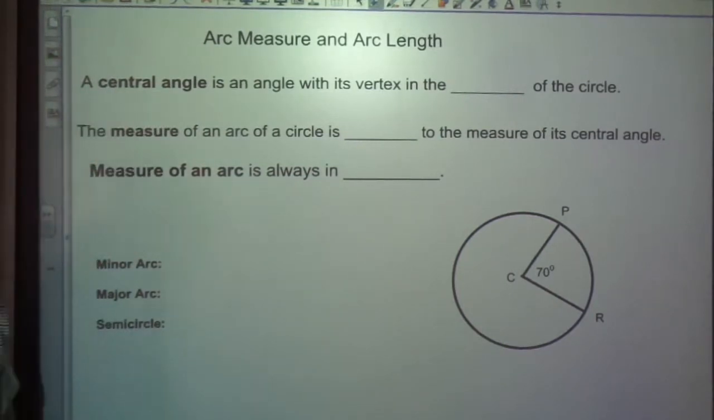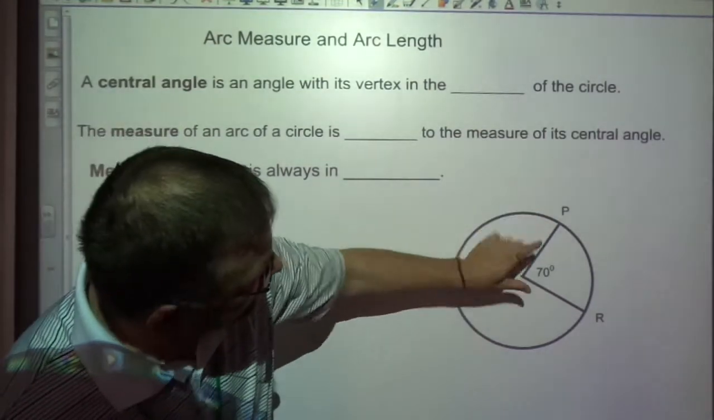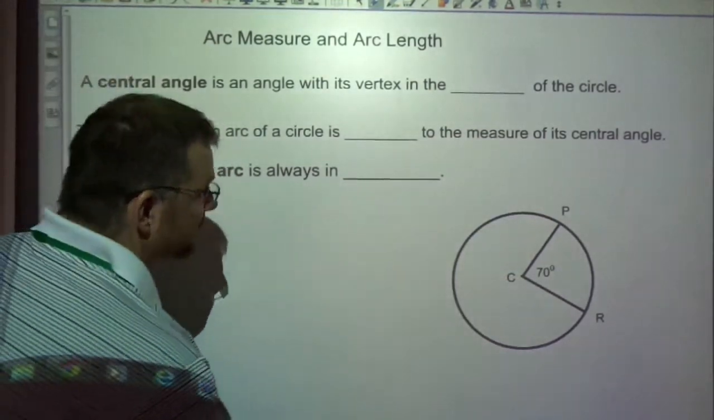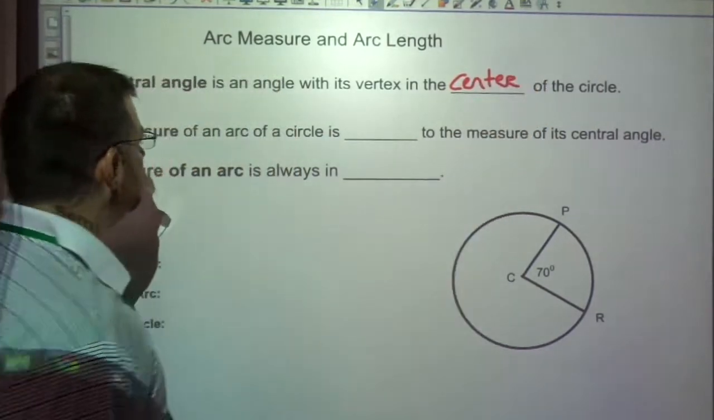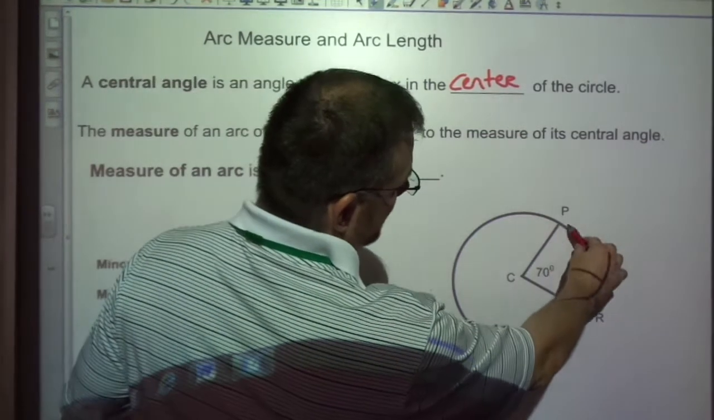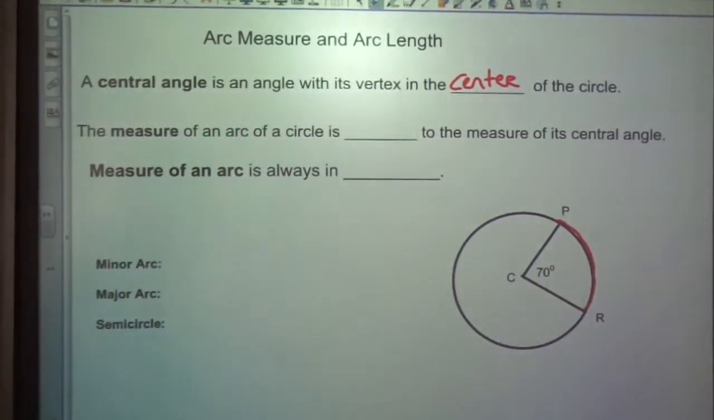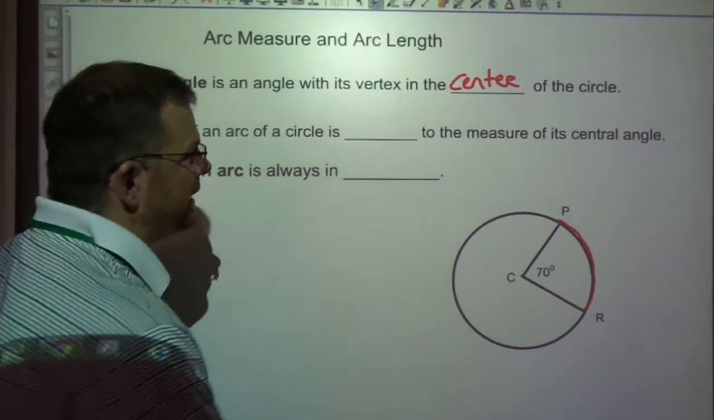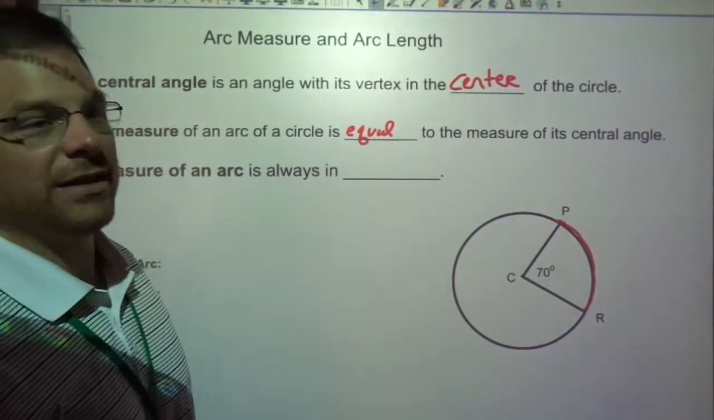A central angle is an angle that has a vertex exactly in the center of the circle. The measure of an arc, that is this part here, is what we're going to look at first. The measure of an arc of a circle is always equal to the measure of its central angle.